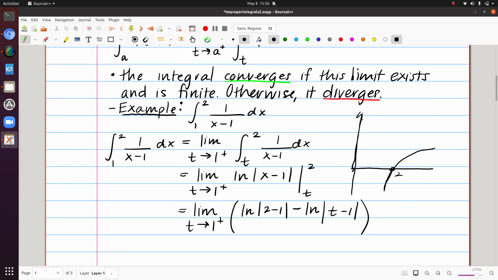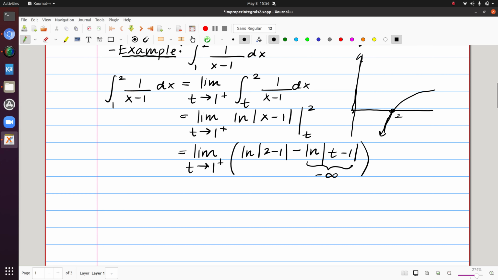And notice that as I head toward 1 from the right, this is going to approach minus infinity on the y-axis in terms of its output value. So this part here is problematic in that it's heading toward minus infinity. And so because of that, we're going to see that this limit does not approach a finite value. So maybe I should be a little more detailed. The integral consequently diverges.